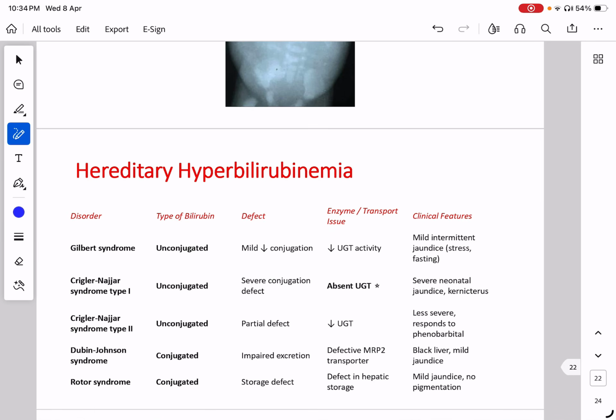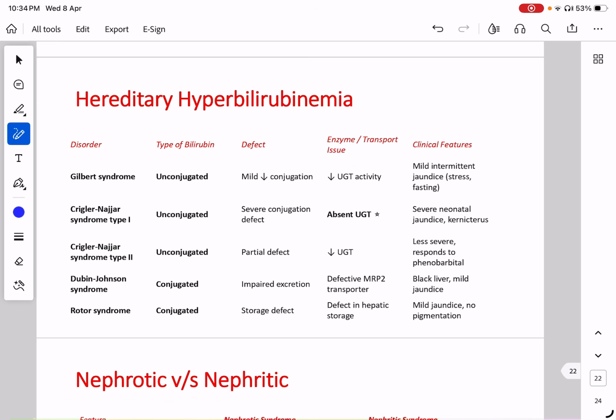And hereditary hyperbilirubinemia, if we go through it fast. Gilbert syndrome, unconjugated. These two are unconjugated, and the third one also. So these are unconjugated and these are conjugated. Gilbert syndrome is unconjugated with mildly decreased conjugation, decreased UGT activity. So features are mild intermittent jaundice because of mild decrease in activity.